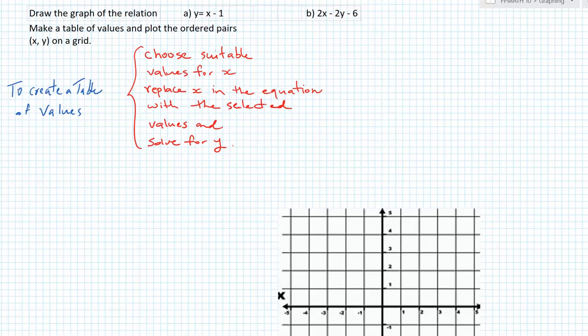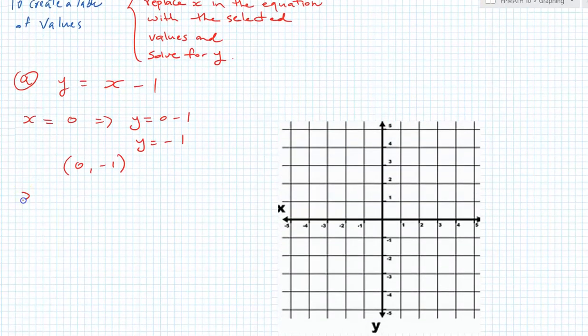We're going to start with the first equation, y equals x minus 1. So let's start with x equals 0. When we plug 0 back in there, what do we get? We get y equals 0 minus 1, so y equals negative 1. So our first ordered pair will be (0, -1). That's how you will do that.